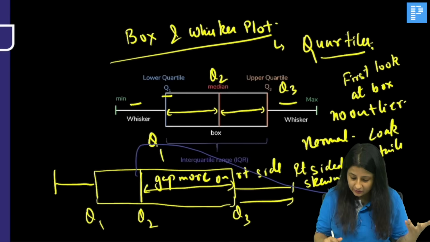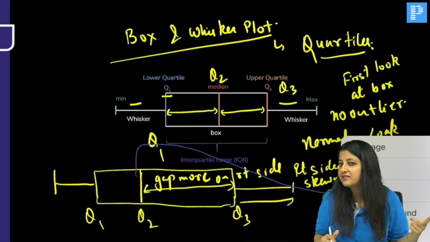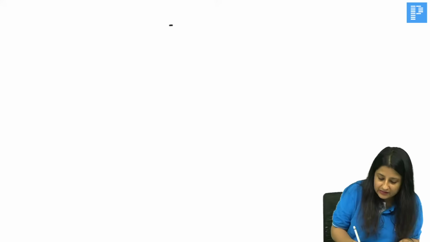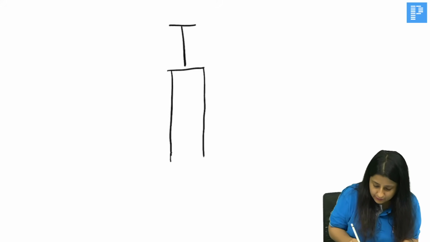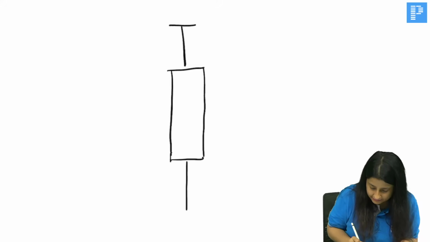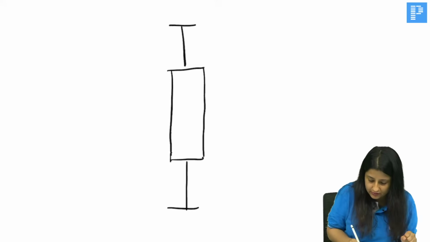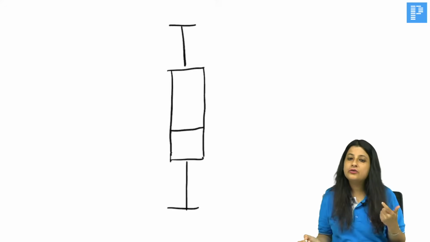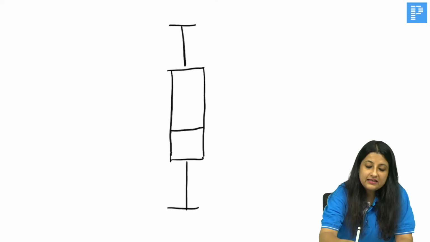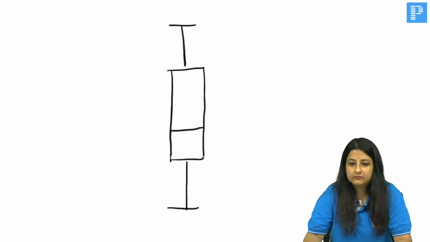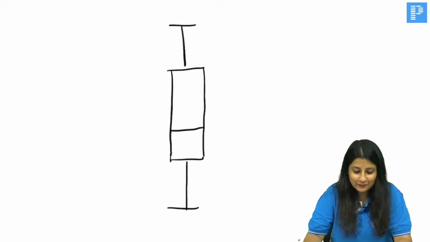Now, examiner to examiner hota hai. How do they trick you in the exams? Instead of giving you a horizontal image, which I just taught you, they will give you a vertical standing image like this. Okay? Now, can you tell me what is it? A normal distribution, a right-sided skewness, a left-sided skewness, or I don't know. You have to know.